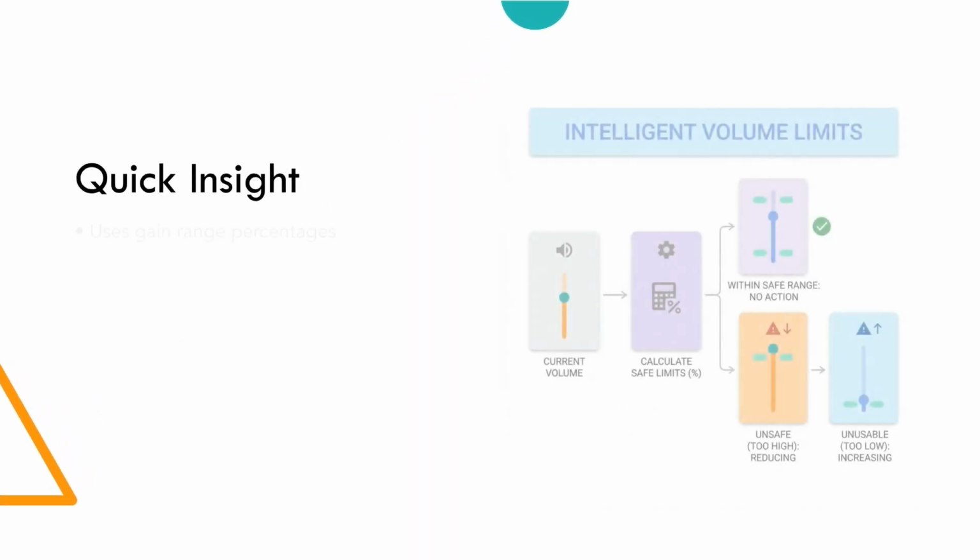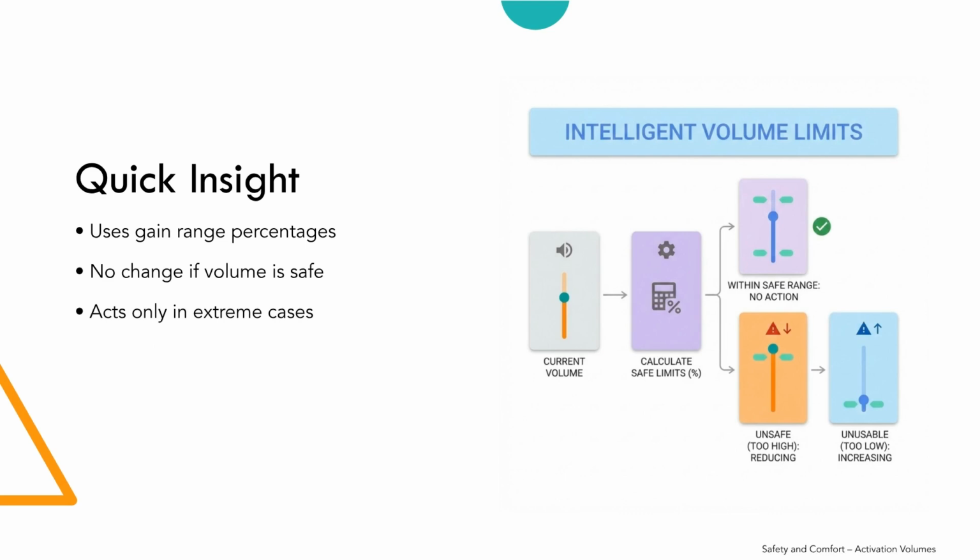This mechanism does not blindly snap volume to a fixed level. The system calculates limits as a percentage of the total gain range. If the current volume is already safe, nothing changes. The system only acts when volume is dangerously high or unusably low.